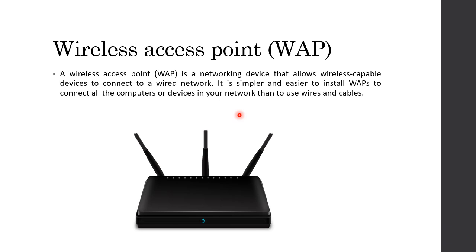It is simpler and easier to install WAPs to connect all the computer devices in your network than to use wires and cables. You people have noticed that when there is a WAP connected at your home, so many of you can connect to it through Wi-Fi. There is no limit on connecting, but there should be a bandwidth, a clear fine line on how many people can connect to your network. These things can be divided by the internet service provider. Whoever is providing you the internet service, they will attach the WAP at your home.